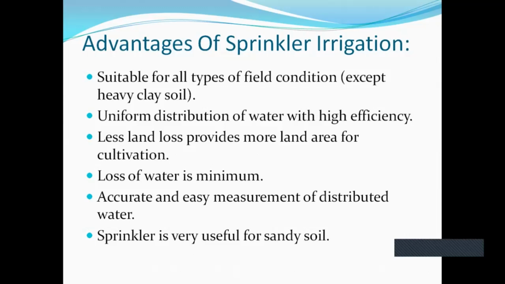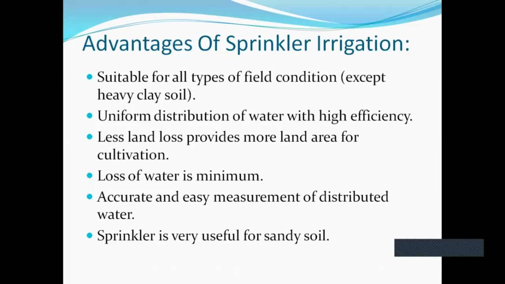Uniform distribution of water with high efficiency. I showed you the picture. Uniformly the water gets distributed every place, right? Less land loss provides more land area for cultivation. Land loss is less. More and more land comes under cultivation because of the sprinkler system. Loss of water is minimum, we can say.